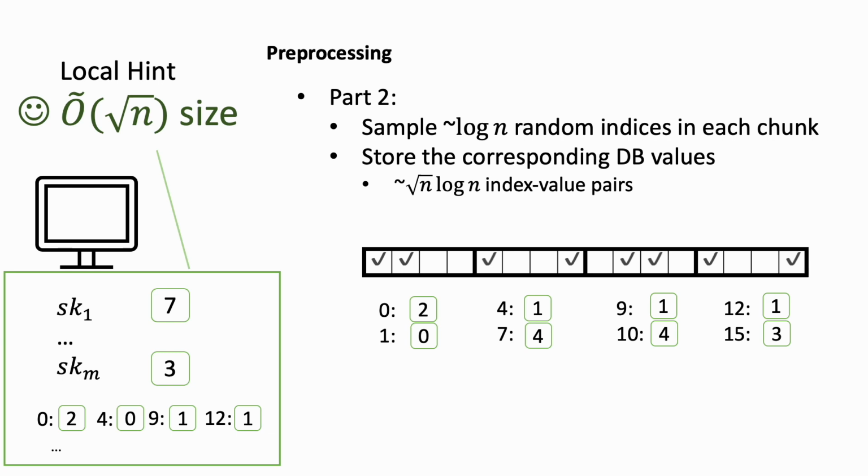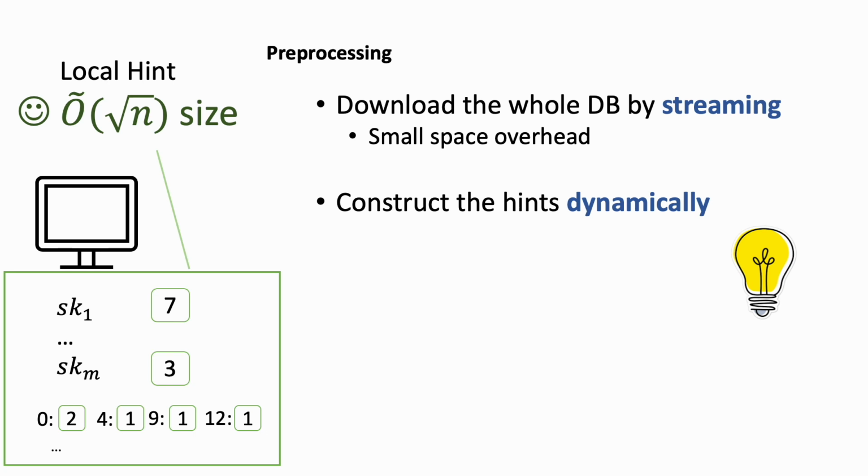Let me just quickly mention how we implement the pre-processing, which is surprisingly easy. The naive way to do pre-processing is to just download the whole database and then do all the preprocessing locally. But you can actually do it in a streaming way, and construct those hints dynamically. There are some details here, but the main advantage of this streaming idea is that the client doesn't have to have linear size space. It only has a very small space overhead using this algorithm.